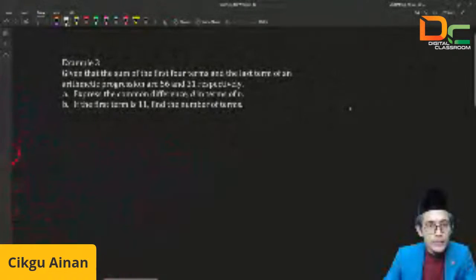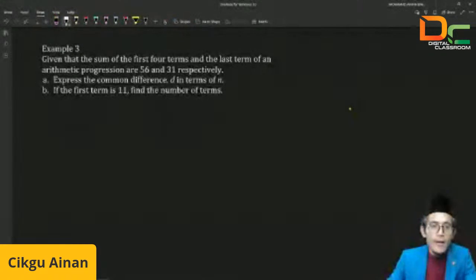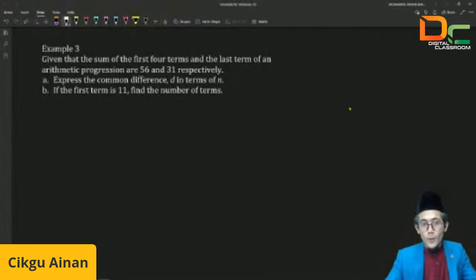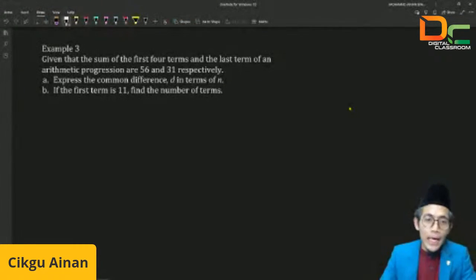Okay, example 3. Given the sum of the first 4 terms and the last term of an arithmetic progression are 56 and 31 respectively, express the common difference D in terms of N. This one is a little bit different from the first two. In the first two, they give us T10 equals 50 and S20 equals something, and then we do simultaneous equations and solve for them. But for this one, we cannot. Why? We will see later.